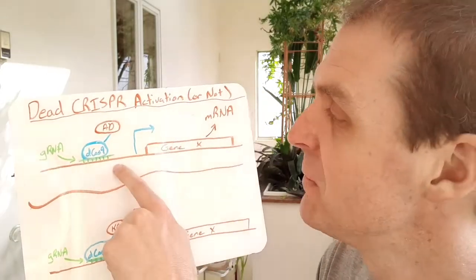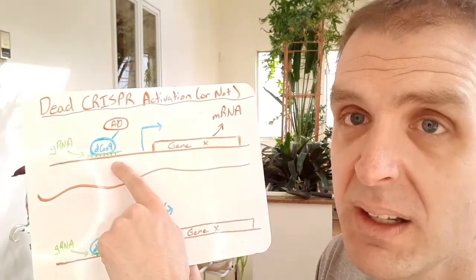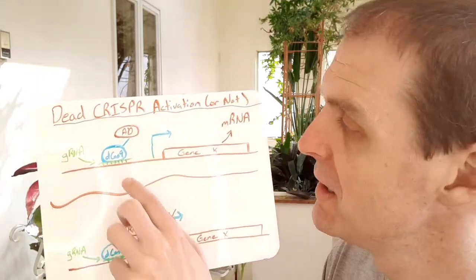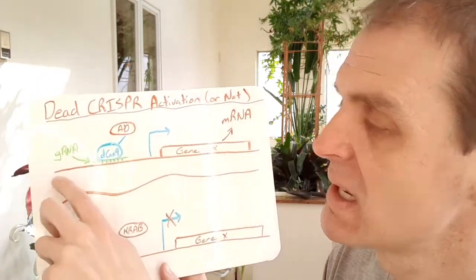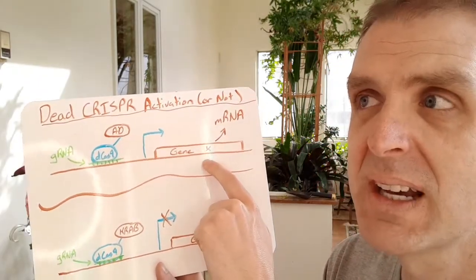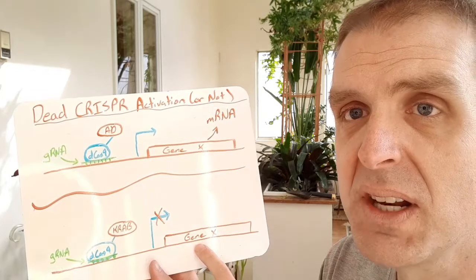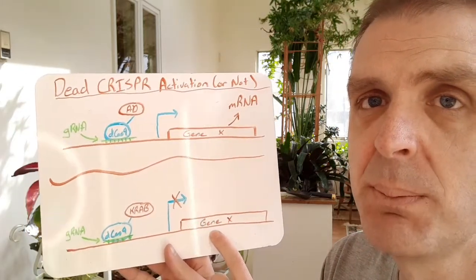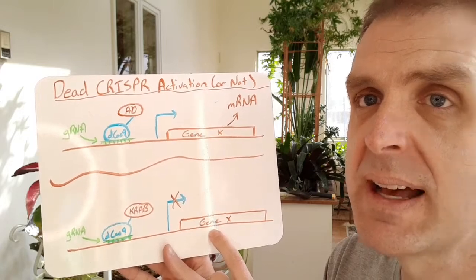So this is a great video. So we've got dead CRISPR activation or not. So let's walk through this. I've got two versions of the genome where gene X is attached, or gene X is shown. So I'm basically drawing the same part of the genome as I had in the last slide.